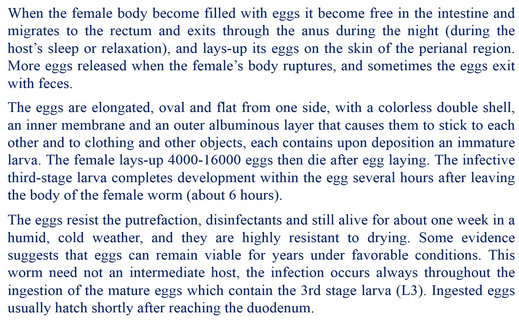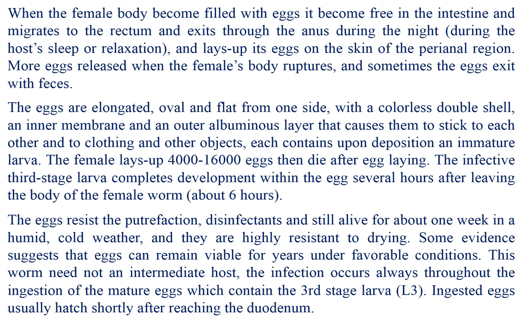When the female body becomes filled with eggs, it becomes free in the intestine, migrates to the rectum and exits through the anus during the night, during the host's sleep or relaxation, and lays its eggs on the skin of the perianal region. More eggs are released when the female's body ruptures, and sometimes the eggs exit with feces.